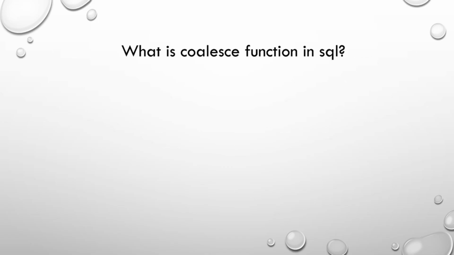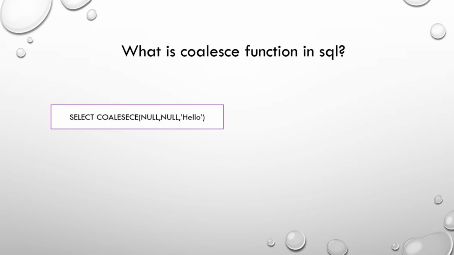The next question is, what is the COALESCE function in SQL Server? The COALESCE function returns the first non-null value from a list of expressions. For example, SELECT COALESCE(NULL, NULL, 'Hello'). Here 'Hello' is the non-null value, correct? The first and second expressions are null values, so the third one, 'Hello', is the non-null expression. So it returns this first non-null value.